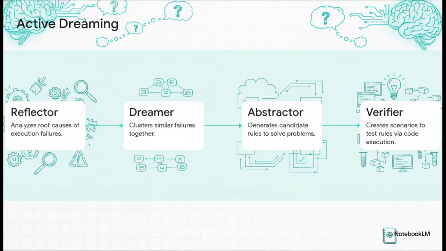So humans learn from their mistakes by reflecting on them. Well, now AI can too. In the active dreaming pipeline, the agent literally goes into an offline mode. Step 1, a reflector analyzes the root causes of the day's execution failures. Step 2, a dreamer clusters those similar failures together. Step 3, an abstractor formulates candidate rules to solve the problem. And step 4, a verifier creates synthetic scenarios to actually test those rules via code execution.